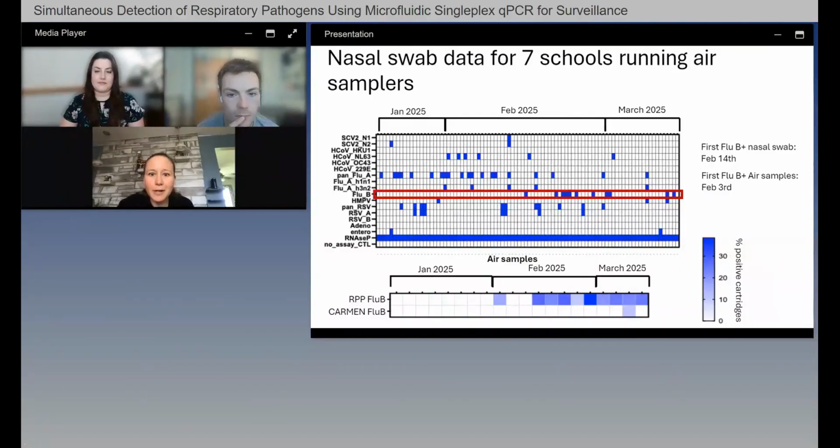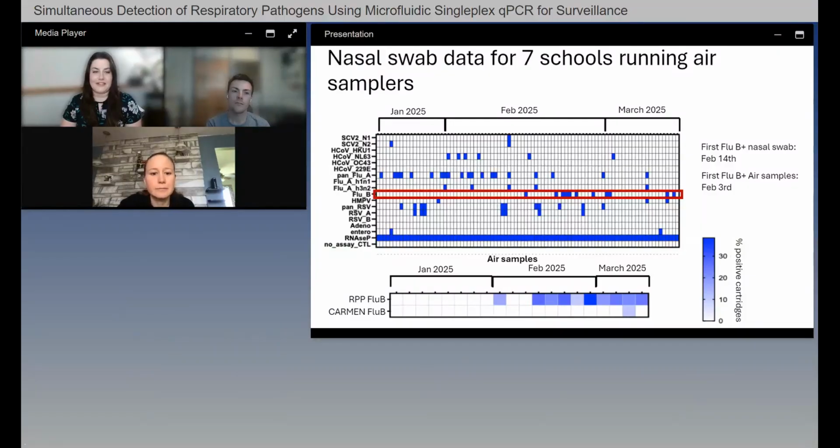I'm going to highlight one example. In February of 2025, we observed influenza B in those nasal swabs. The first positive nasal swab was February 14th. When we look at the RPP assay influenza B results down here on the bottom, we observed that the first flu B positive air samples were around February 3rd. So the RPP assay can somewhat predict the incidence of viral pathogens detected in nasal swabs in schools.